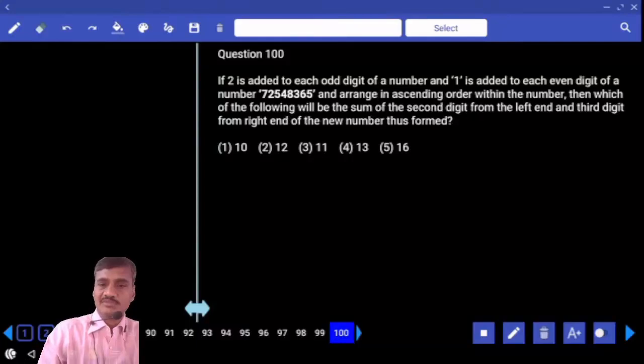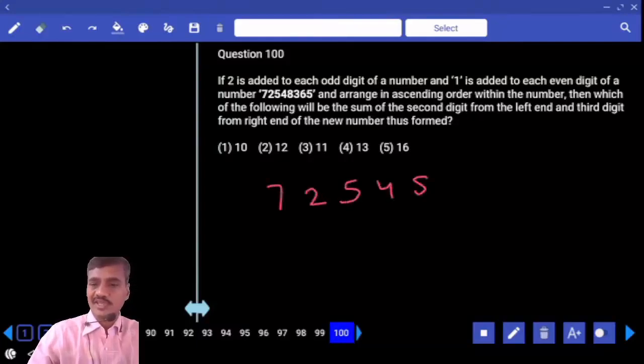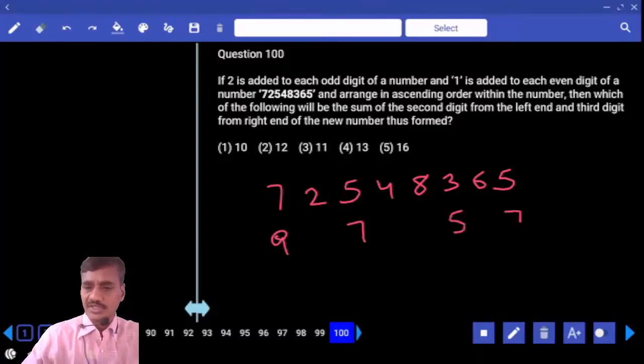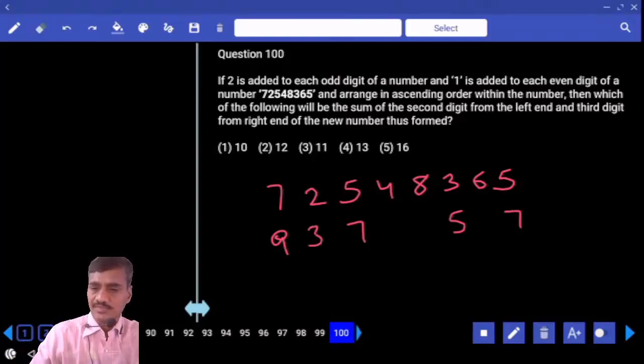Now what is the number we have? 72548365 is the number, and 2 is added to each odd digit and 1 is added to each even digit. This will be 9, and this is 7, 5 and 7. This is 3 and 5, 9 and 7.